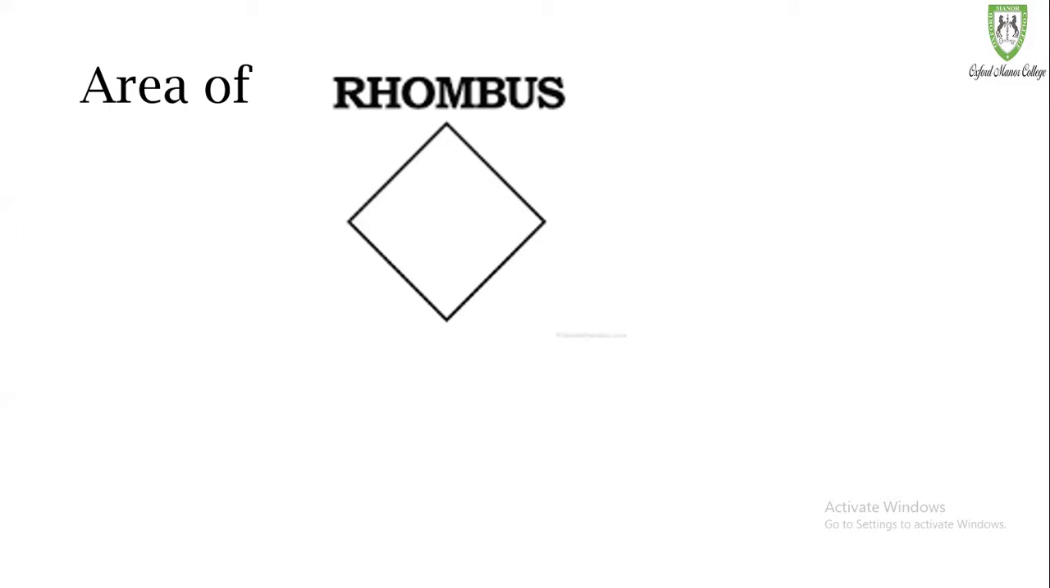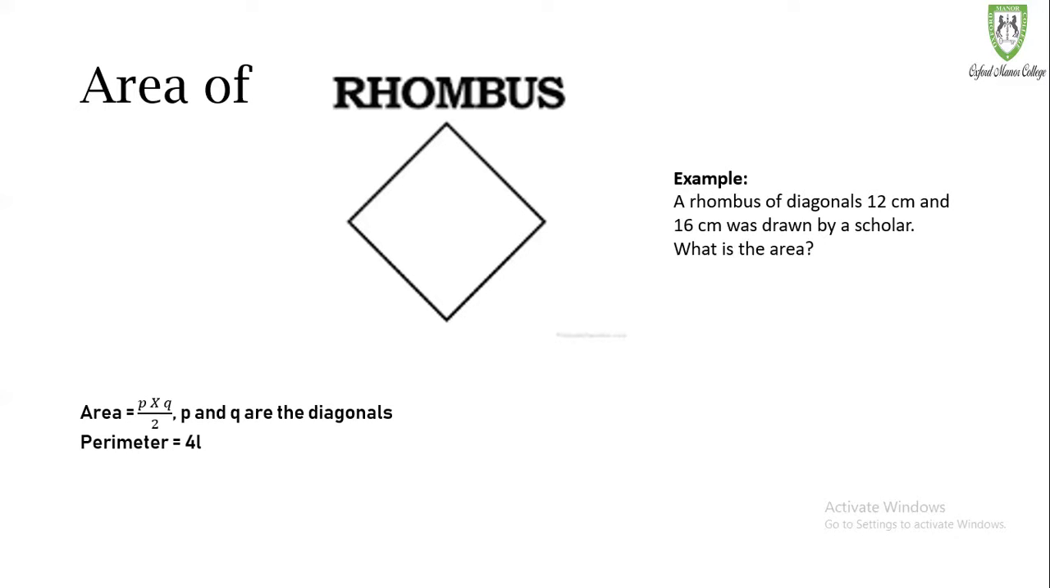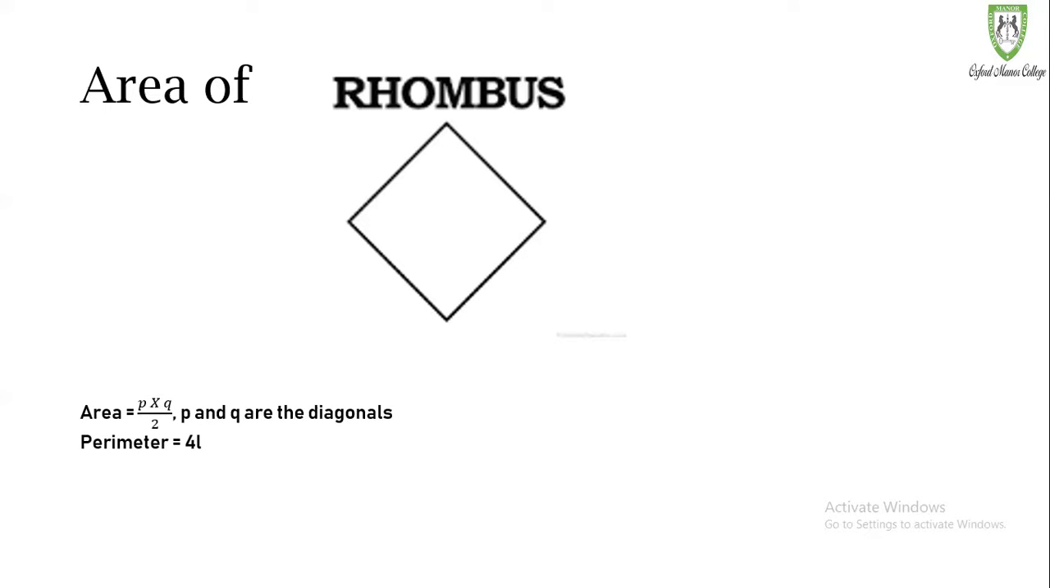Area of rhombus. The area of a rhombus is the product of the 2 diagonals divided by 2. And the perimeter is 4l. The side of the square and the side of a rhombus are both equal. So the perimeter of a square and a rhombus are the same.